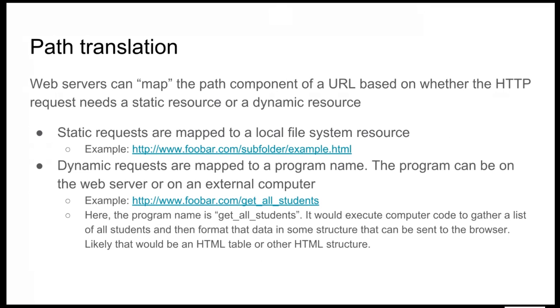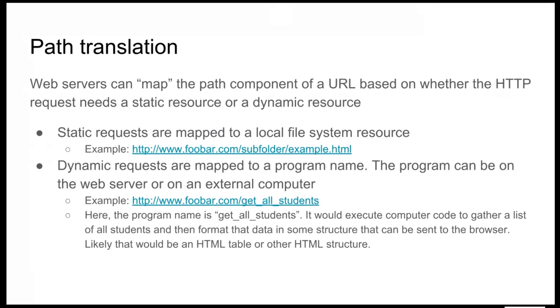Web servers can map the path component of the URL based on whether that request needs a static resource or a dynamic resource. Static requests are just mapped to a local file system resource. There's that example again. The resource is the file example.html, and the web server maps straight to where that is in the local file structure on that physical computer, wherever it is.